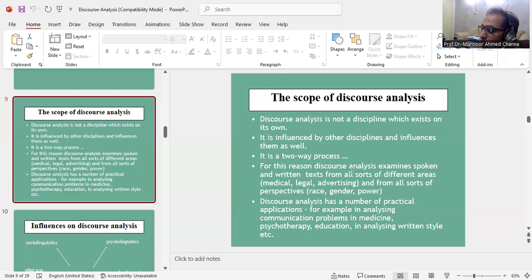For this reason, discourse analysis examines spoken and written text from all sorts of different areas: medical, legal, advertising, and from all sorts of perspectives: race, gender, power. Discourse analysis has a number of practical applications. For example, in analyzing communication problems in medicine, psychotherapy, education, in analyzing written style, etc.